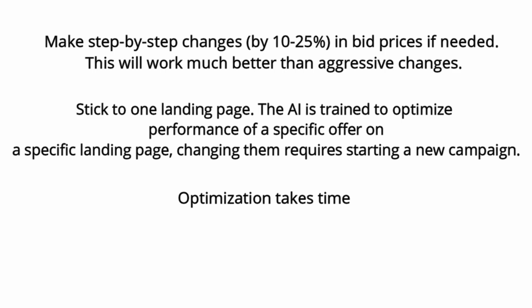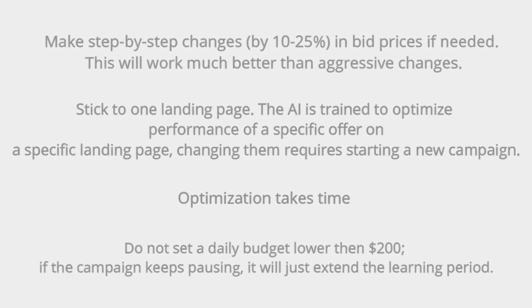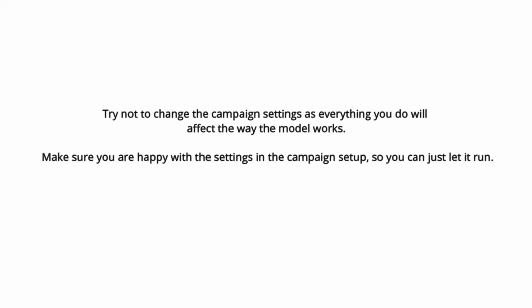Do not set a daily budget lower than $200. If the campaign keeps pausing, it will just extend the learning period. And try not to change the campaign settings, as everything you do will affect the way the model works. Make sure you're happy with the settings and the campaign setup, and then just let it run.